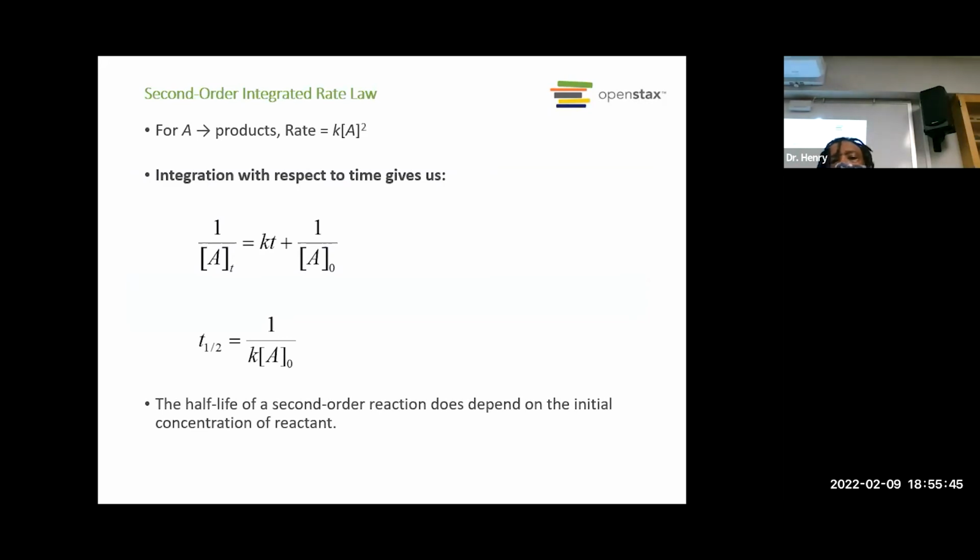Okay, so a second order reaction, if you go through and do exactly the same concept. Here we're saying that the rate is equal to k times the concentration squared. If you take the integral of this, the second order reaction is going to look like this: 1 over the concentration at time t is equal to kt plus 1 over the concentration of A naught.